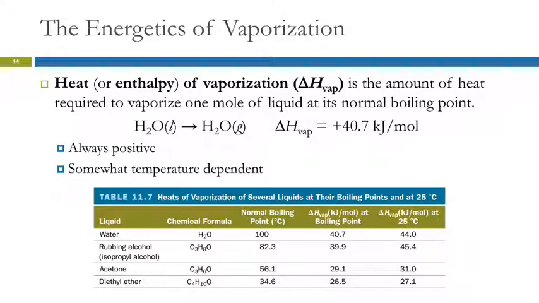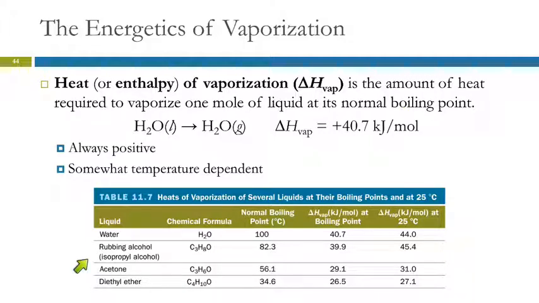And it's defined as the amount of heat needed to vaporize 1 mole of the liquid at its normal boiling point. It's always going to be a positive number because vaporization is always an endothermic process. It does depend a little bit on the temperature, and that's why this specifies the normal boiling point.